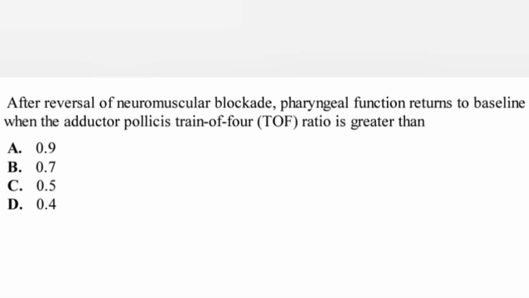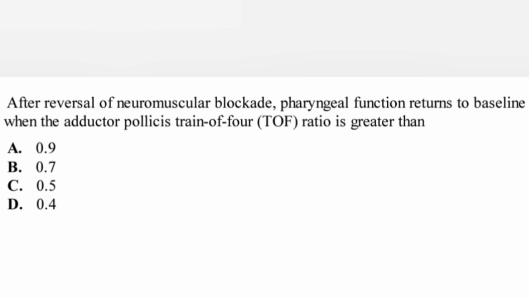After reversal of neuromuscular blockade, pharyngeal function returns to baseline when the adductor pollicis train-of-four ratio is greater than: 0.9, 0.7, 0.5, or 0.4. The correct answer is A.